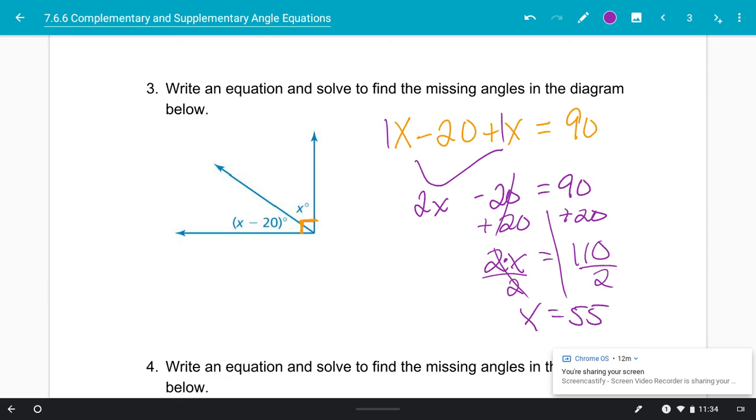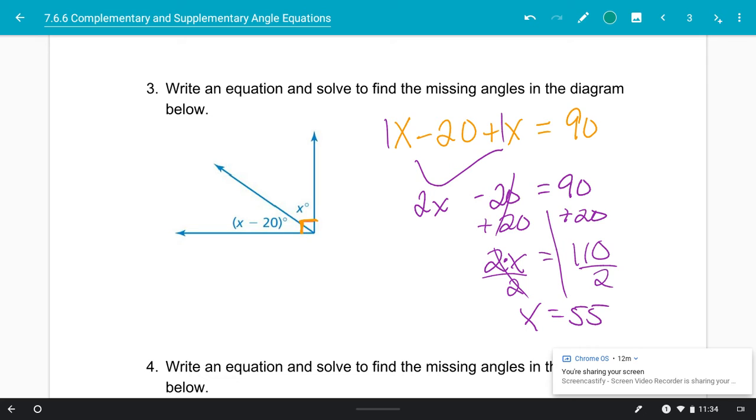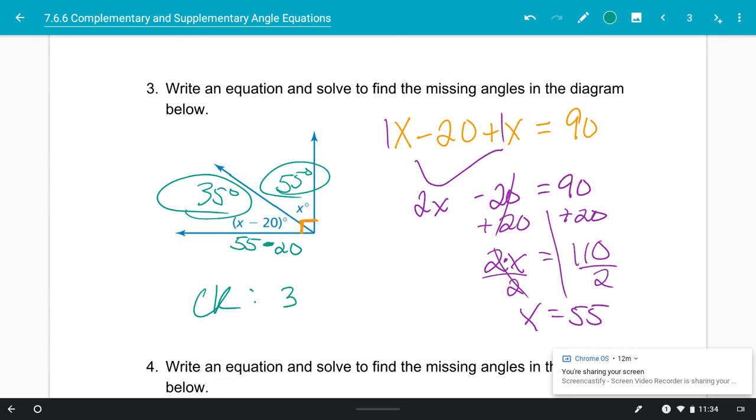Now, again, that's just our value of x. We want to find the angle measurements, so we're going to go back up into our diagram. One of our angles is actually x degrees, so this one will be 55 degrees. Our next one, we're going to do 55 minus 20, which is going to give us 35 degrees. So we have found our angle measurements. We can check this as well. 35 plus 55 does in fact give us 90 degrees. All right, excellent.